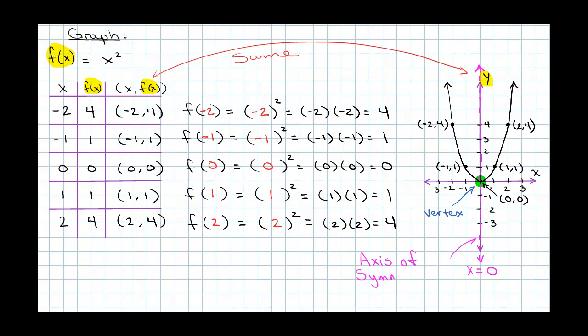So every single point on the left-hand side of the axis of symmetry has a mirror image across the axis of symmetry on the right-hand side of it. Imagine if I took a piece of paper and I folded it right at the axis of symmetry, every point would fall right on top of another point, the mirror image of it. That's why negative 1, 1 is exactly the same distance from the axis of symmetry as 1, 1, and negative 2, 4 is the same distance from the axis of symmetry as 2, 4.